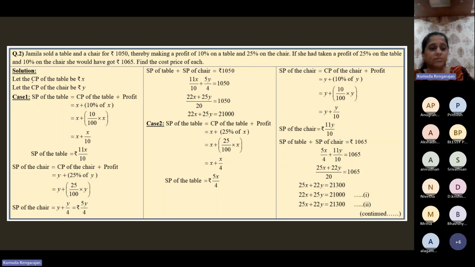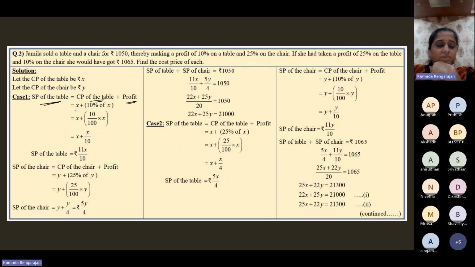So let the CP of the table be X, CP of the chair be Y. Now, how do we find the selling price? Selling price is cost price plus profit or cost price minus loss. But here I think everywhere it's a profit. Yeah. So selling price of the table is CP of the table plus the profit.